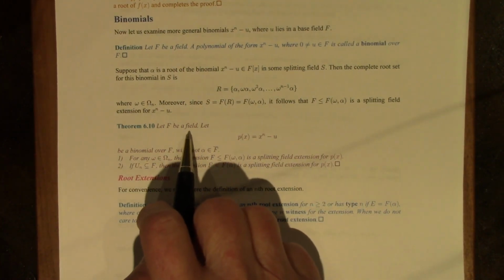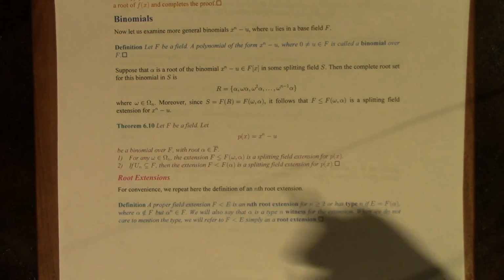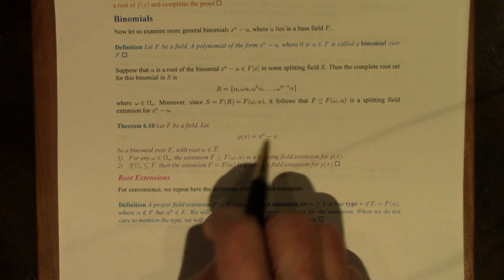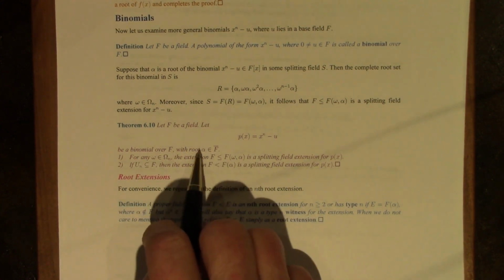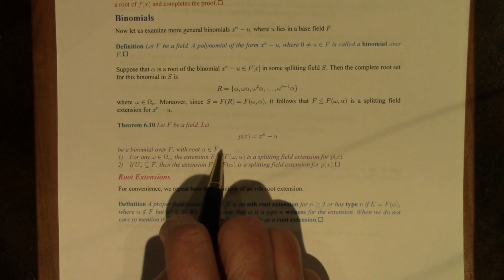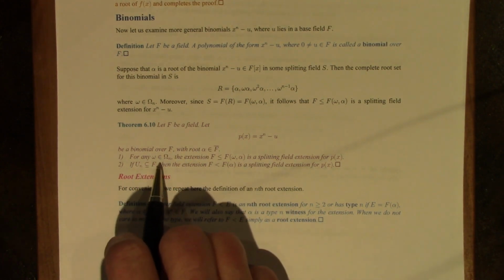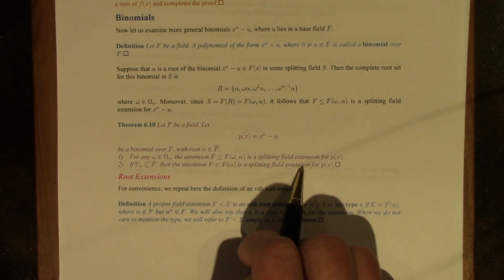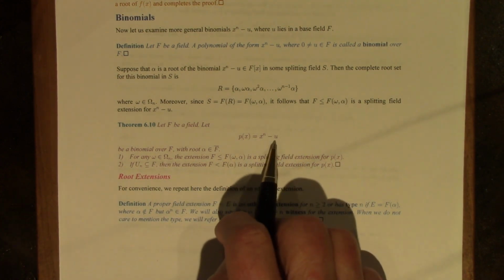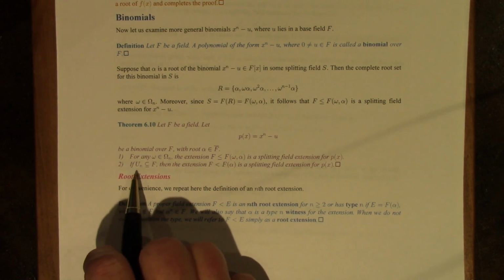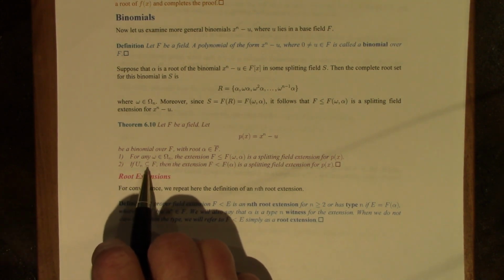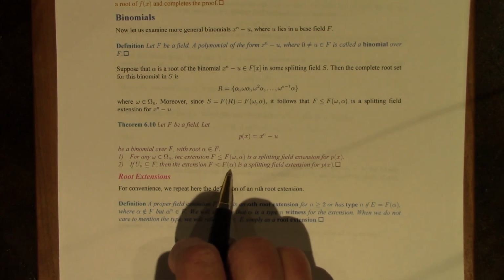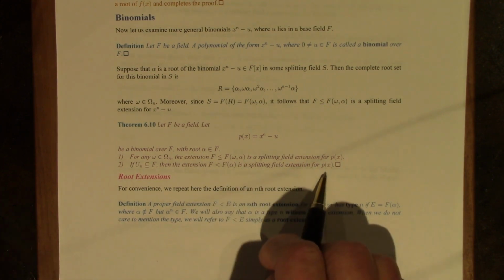So let F be a field, again, characteristic 0 by assumption. p(x) is a binomial with root alpha in some extension F bar. Then for any omega primitive nth root of unity, this extension is a splitting field for the binomial, and when the nth roots of unity lie in the base field, then all we have to do is adjoin a single root alpha to get a splitting field.